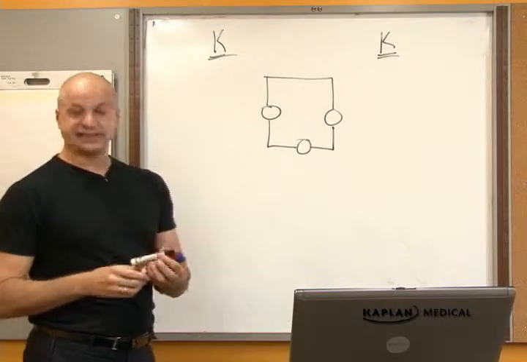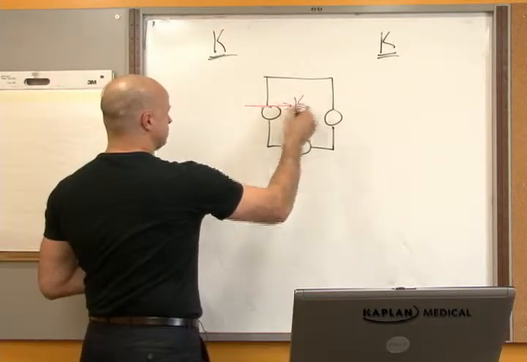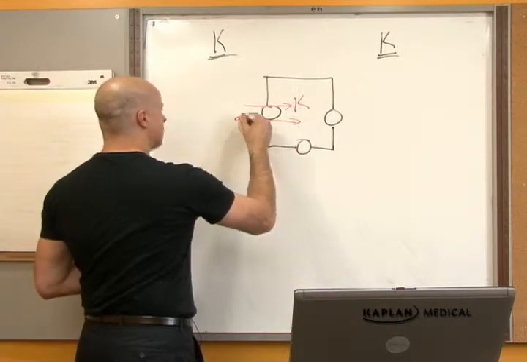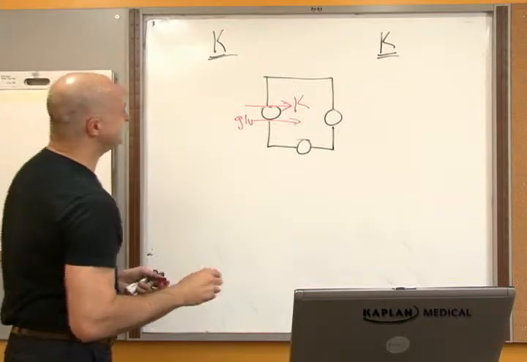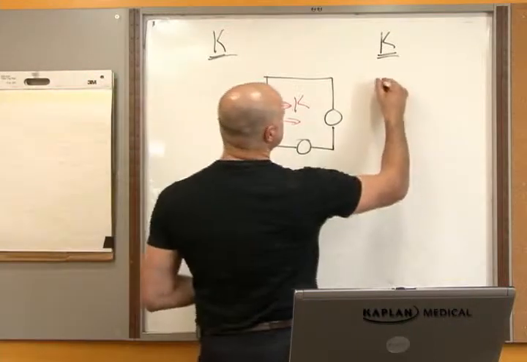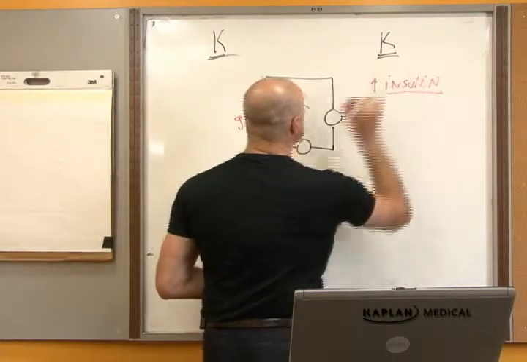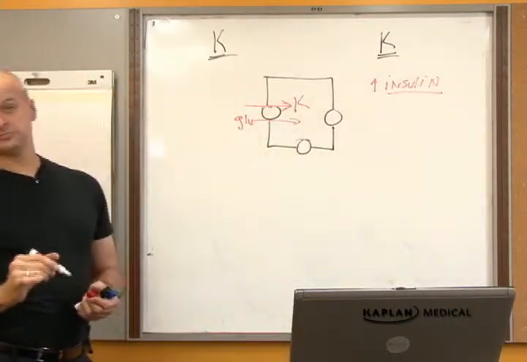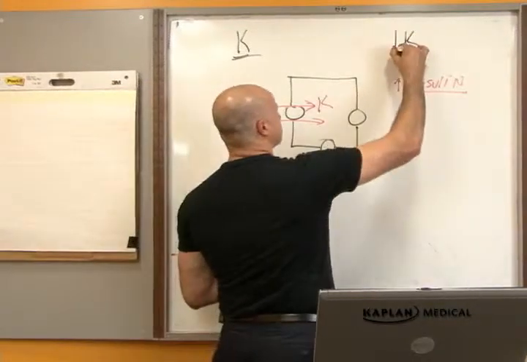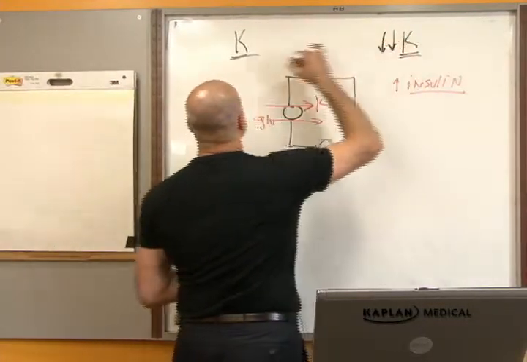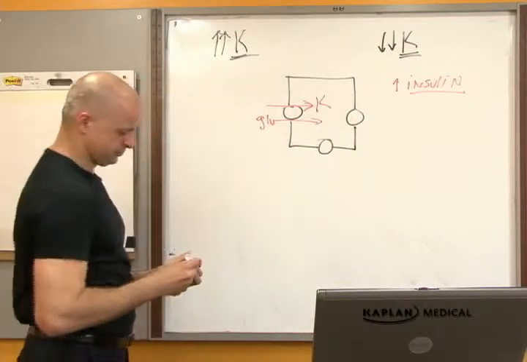Well, first thing we find is that if you give insulin, insulin drives potassium into the cells with glucose. So if you give increased insulin, it drives potassium into the cells. That's why increased insulin is a way of causing hypokalemia and therefore is a treatment for hyperkalemia.